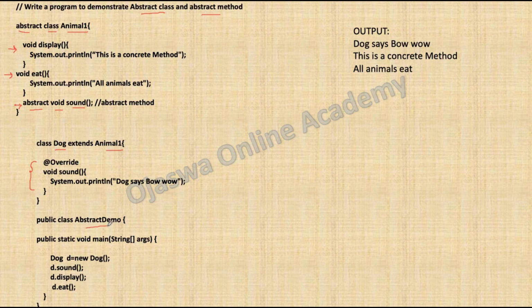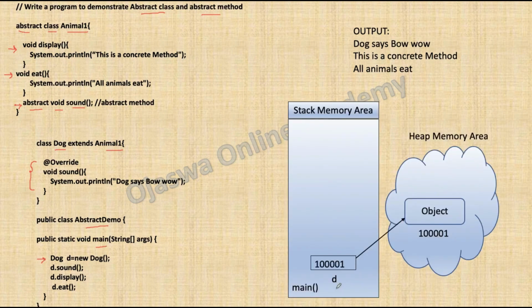We have a class AbstractDemo that has the main method. Here we have created an object of class dog. So the reference variable d will be allocated memory inside the stack memory area and the actual object will be created on the heap. Now we don't have any instance variable, neither in our abstract class nor in our subclass. Hence no memory is allocated for instance variables. The next statement is d.sound. So control of the program will go to the definition of the sound method in class dog and the code inside the sound method will execute. Dog's sound is bow wow. This is printed to the console.